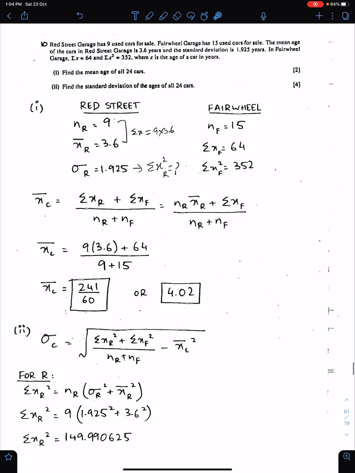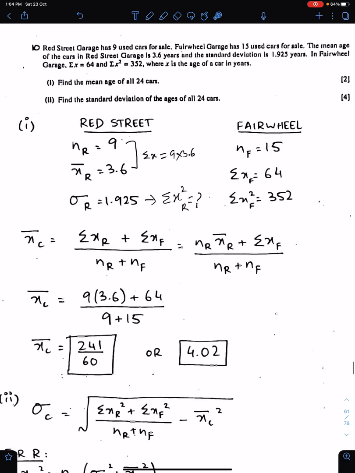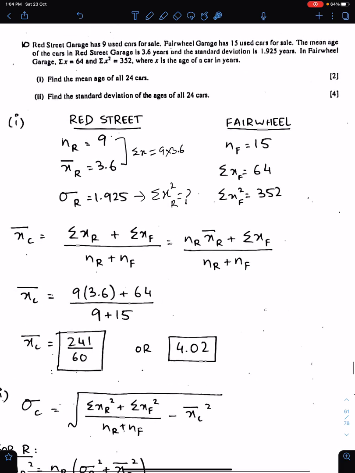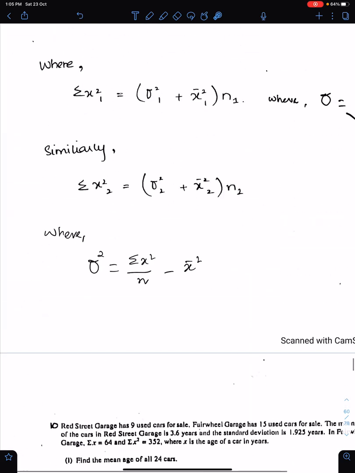This is the practice question of combined mean and standard deviation concept. Question number 10 from my practice book. Red Street Garage has 9 used cars for sale. So n1 is 9. Fairville Garage has 15 used cars. The mean age of the cars in Red Street is 3.6, and standard deviation is this. In Fairville, sigma x is this, sigma x square is this. Now, this information is given to find this information, sigma x square, from this formula.